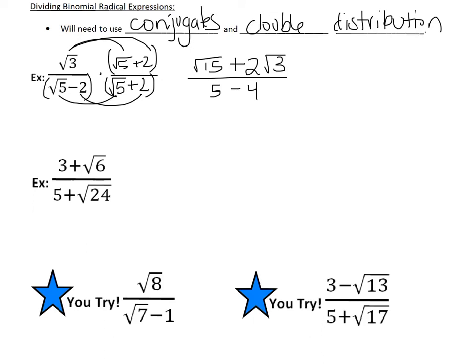I can simplify this further. 5 minus 4 is just 1, and dividing by 1 is the same. So I have the square root of 15 plus 2 radical 3 as my final answer.